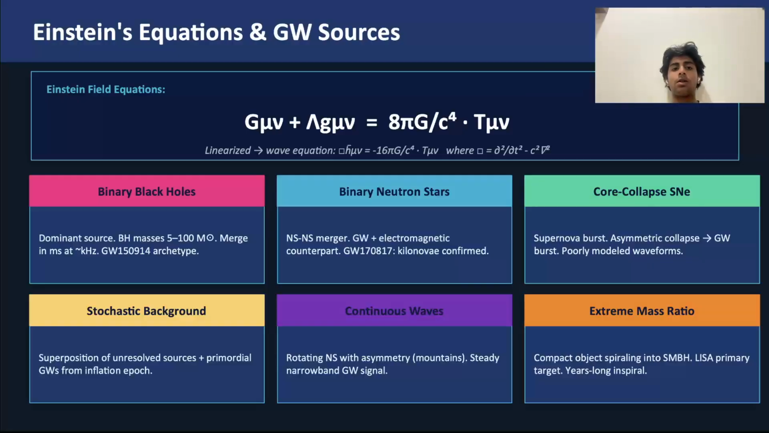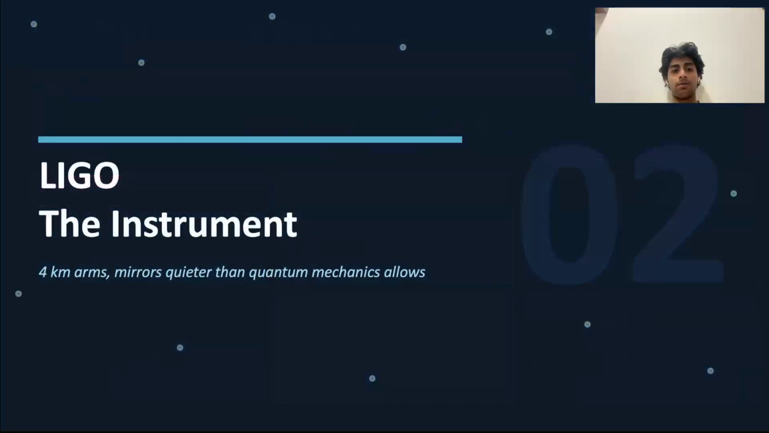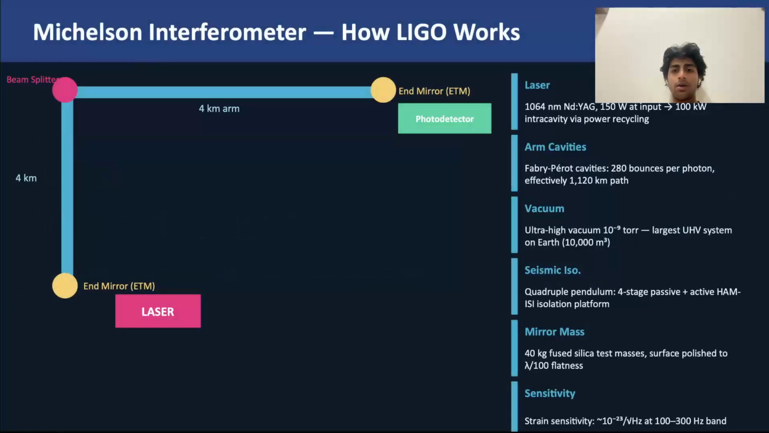Now we'll talk about the machine that has made it possible to detect gravitational waves, which is LIGO. LIGO is nothing but a laser interferometer. The laser basically splits at a beam splitter, half down each arm, and it reflects and recombines. Now, equal arms make perfect destructive interference.